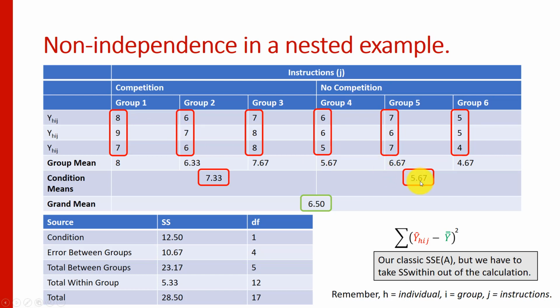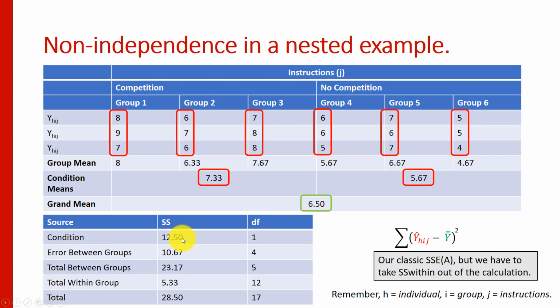And then for everyone on this side, it's going to be 5.67. So for this person, it would be 5.67, and for each of these people, it would be 5.67. And we're going to take each of those deviations from the predicted values away from the mean of means, and that's going to give us our total sum of squared errors for the effective condition.